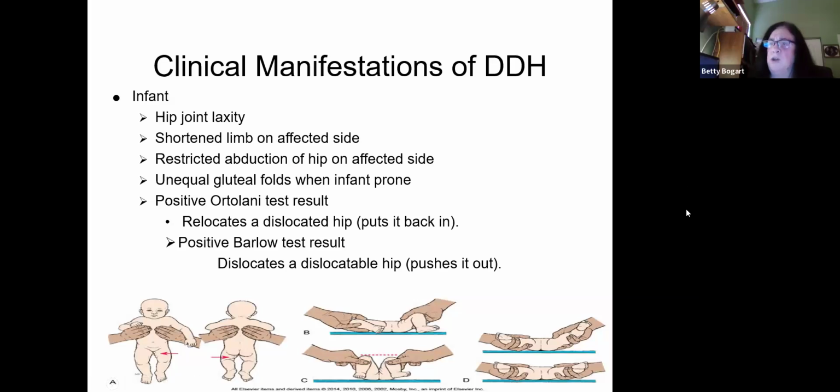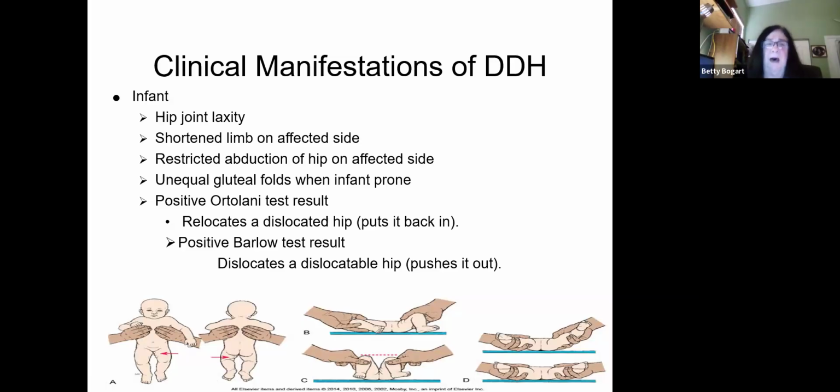Now, what would you see with this child? At birth, you have a hip that's up here. So you can already see that leg is going to be shorter, okay? Also, if you look at the buttocks, the gluteal folds, as they're called, one's going to be higher than the other because this hip is up here. So my fold is here, but this one's down here on this side.